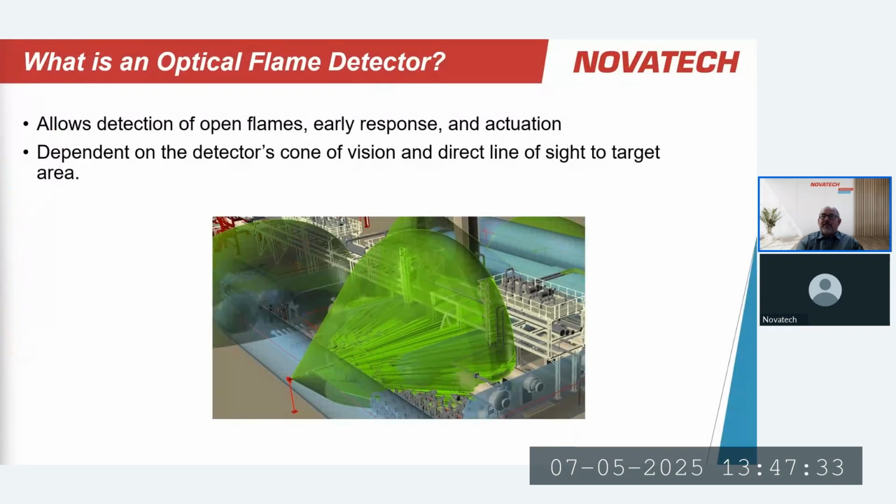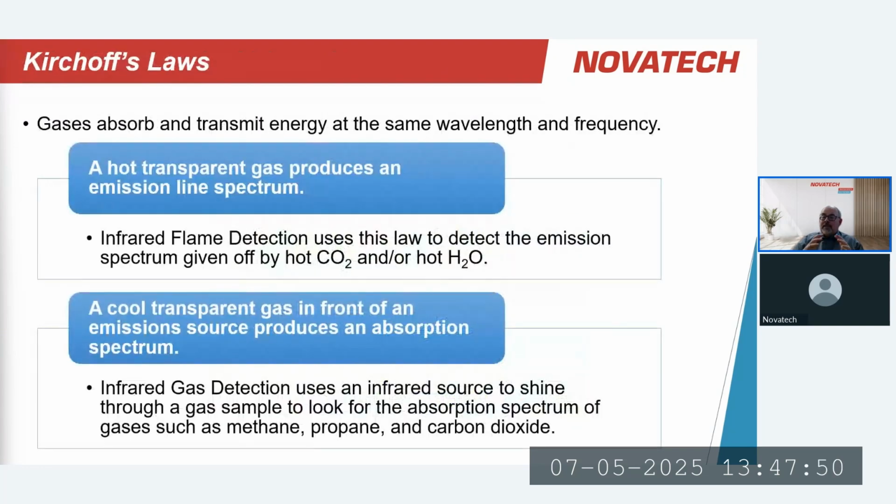So an optical flame detector is designed to detect any kind of open flame and trigger a response, of course, and give you information about where the problem is, the nature of the problem, and maybe even the size of the problem. They are a little bit like that optical gas imager in the sense that they have a conical field of view, but they rely on a different principle altogether. Science, Kirchhoff's laws.